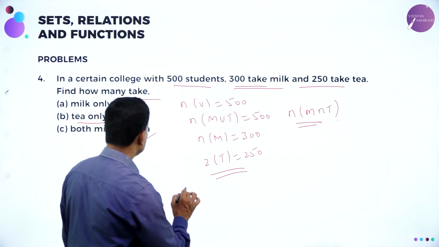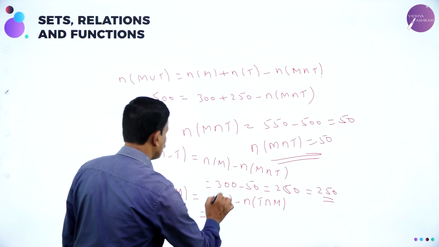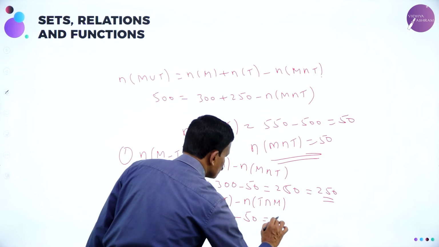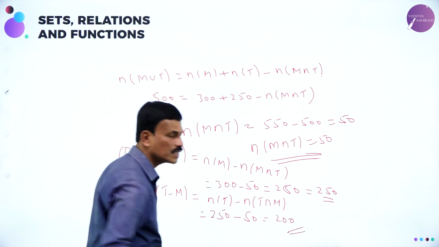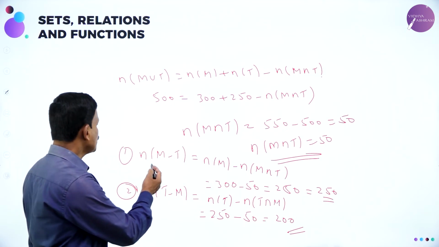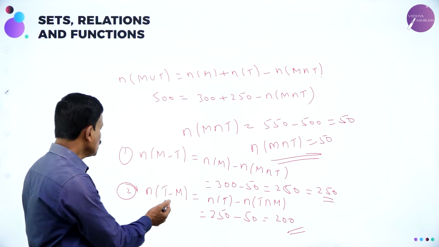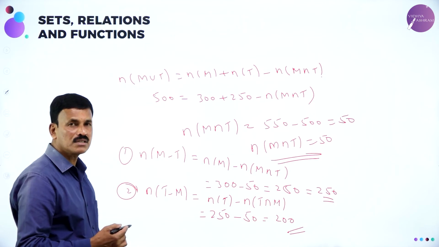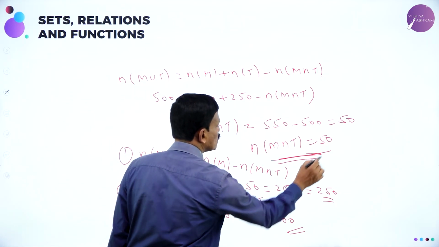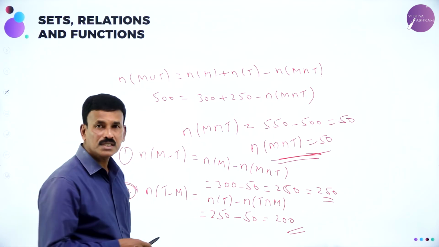So what is n of T? n of T is equal to 250 minus the intersection, 50. That's equal to 200. So the number of students who will take only milk but not tea is 250, the number who will take tea but not milk is 200, and both is 50. That's all regarding this problem.